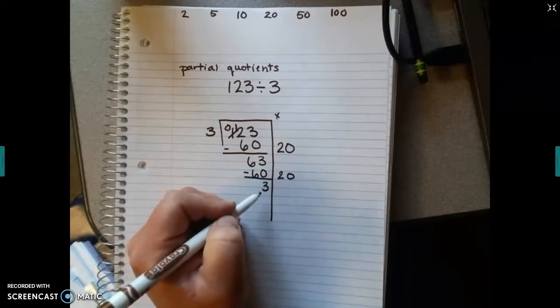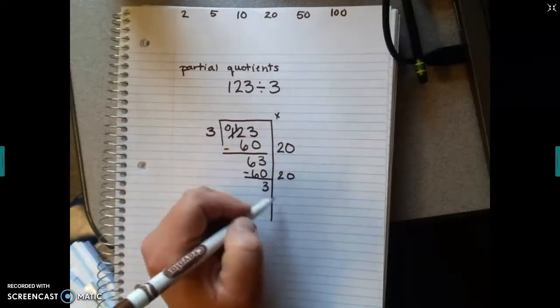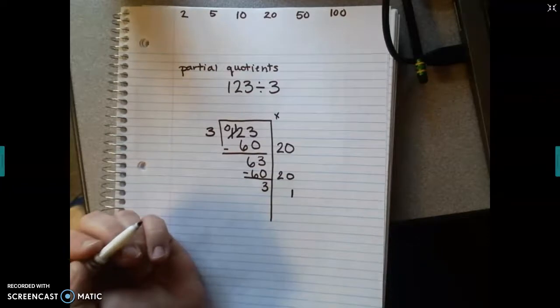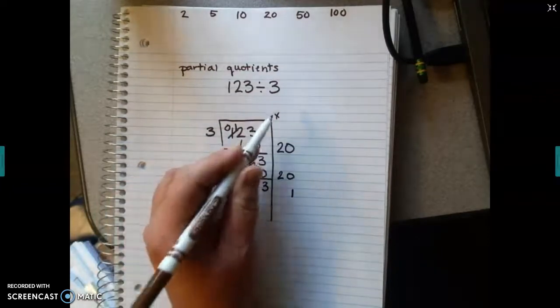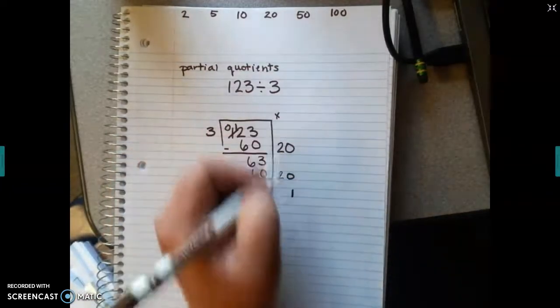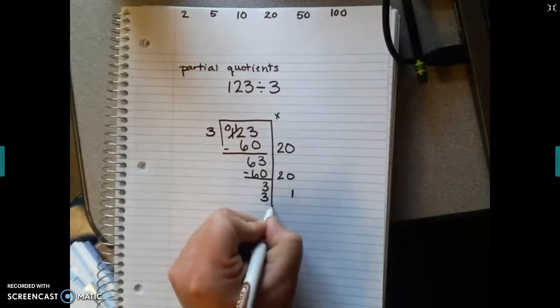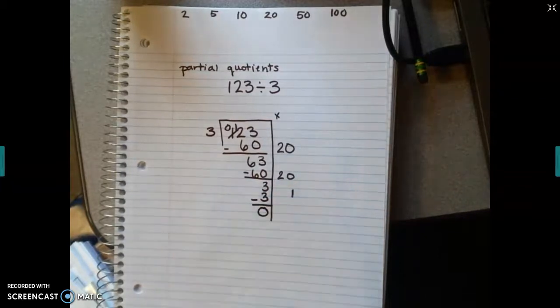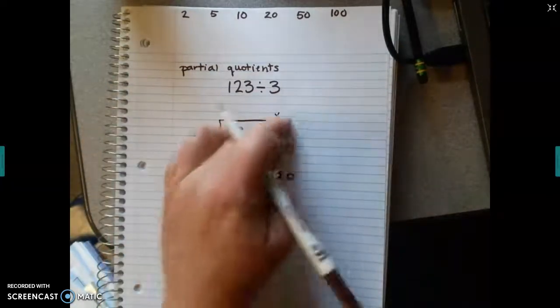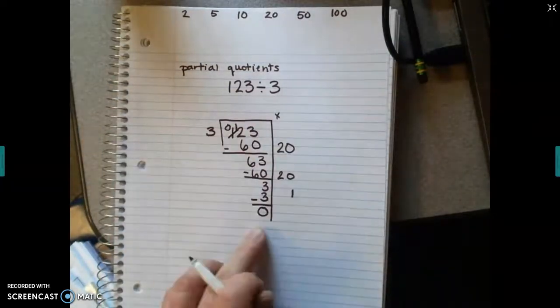Now we think, oh, if we multiply 3 times 1, we're going to get 3. So 3 times 1 equals 3. We subtract. When we get a 0, we know we're finished with this part. We still have to deal with our numbers over here, but this part is done.